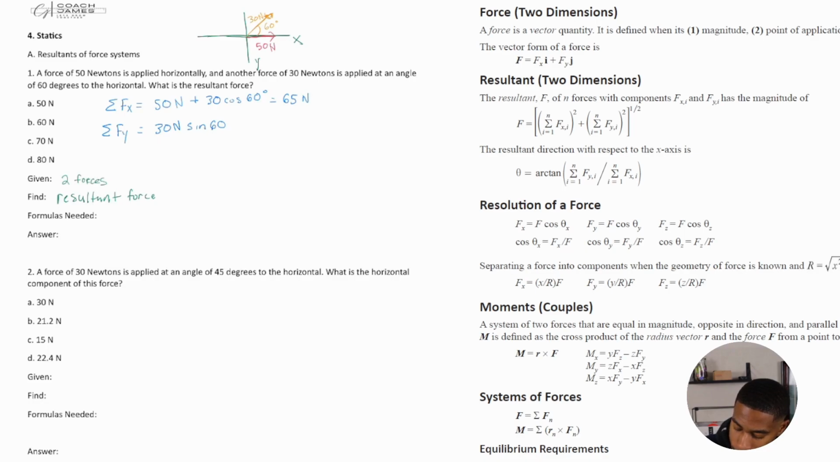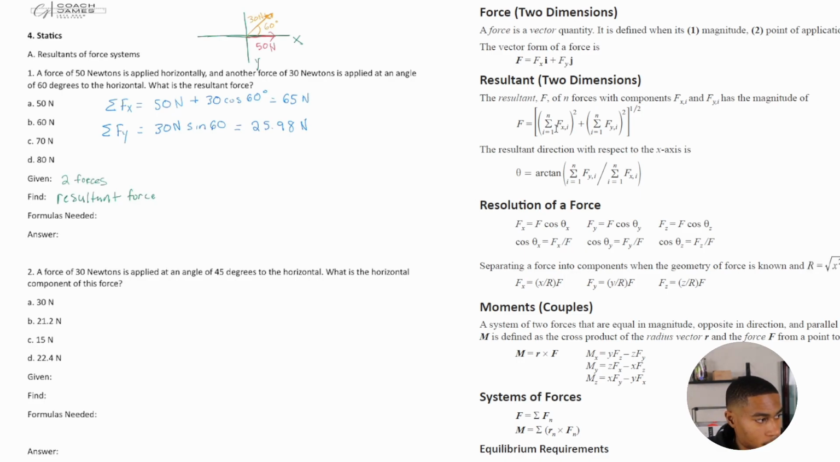So we're going to get 30, 60. As I'm saying that, my answers are coming out weird. So I'm like, what is going on? And I had it in radians. So I always want to make sure that you have it in the right number. So this is going to be 25.98 newtons. All right, so we have the sum of the forces in the x.